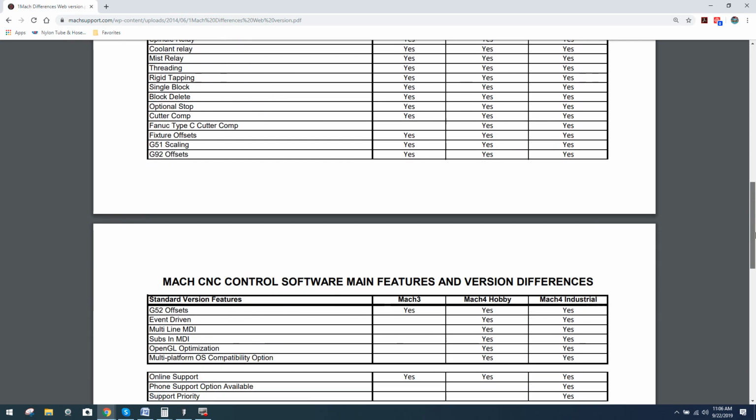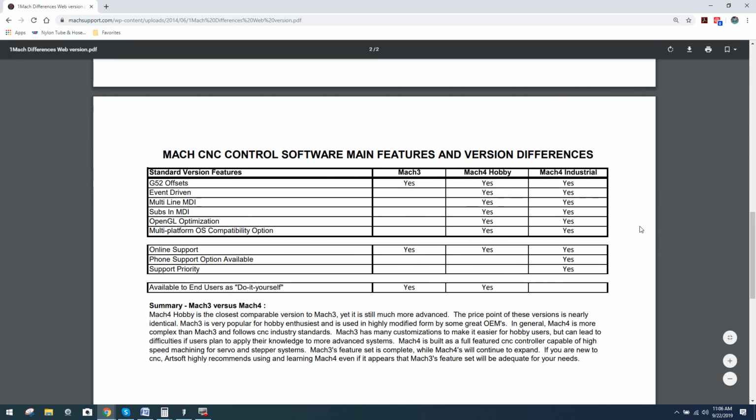Okay, as we scroll down a little more. G52 offsets, yes. Mach4 hobby, yes. And this is where Mach4 hobby and Mach4 industrial really get everything going. Event-driven multi-line MDI, subs and MDI, OpenGL optimization, multi-platform operating system compatibility option. Those all three are on there.